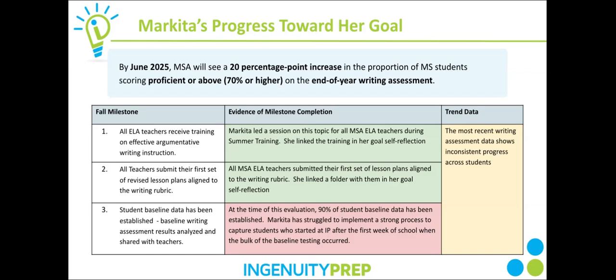There is also trend data available for this goal, as students have taken at least 2 writing assessments. The most recent writing assessment shows inconsistent progress across students. So, while she's made progress against her milestones, the trend data does not yet indicate she is on pace to meet the goal.